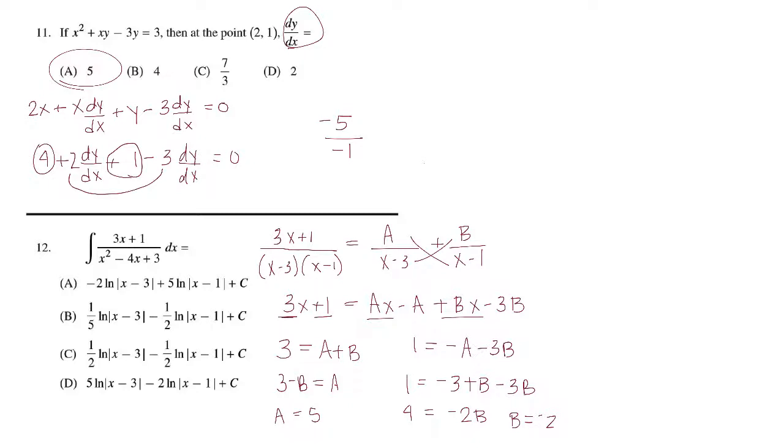So now we're ready to rewrite our fractions and do some integration. So we're going to be integrating 5 over x minus 3 plus -2 over x minus 1. And so we're going to have 5 times the natural log, absolute value of x minus 3, and then minus 2 times the natural log, absolute value of x minus 1, and of course plus c. And let's see, what answer choice is that going to be? That should be answer choice D.